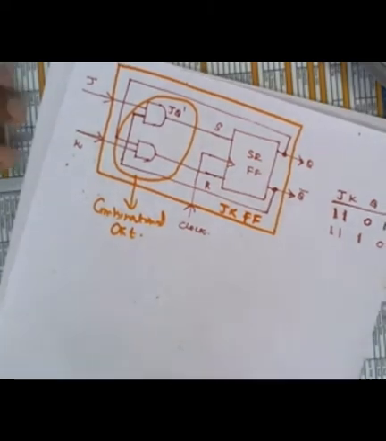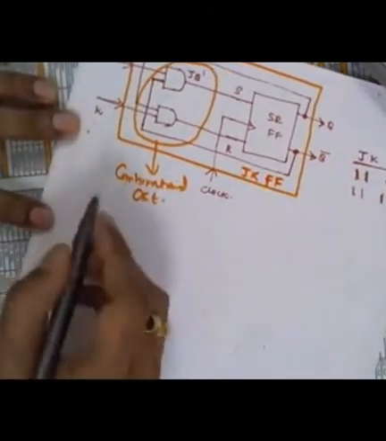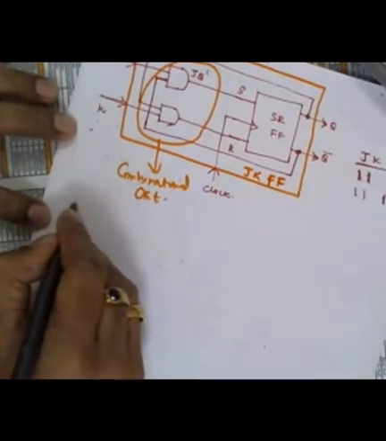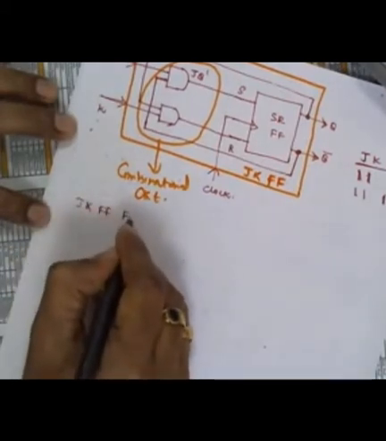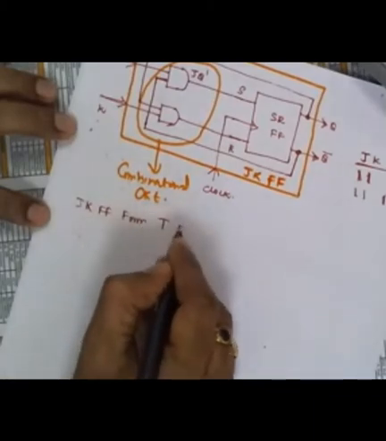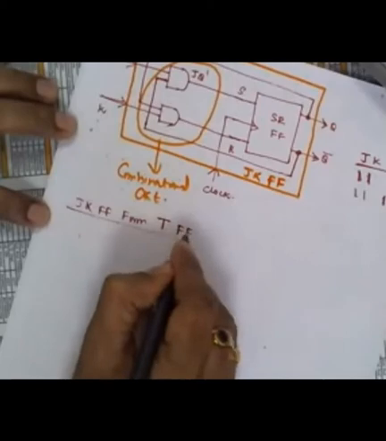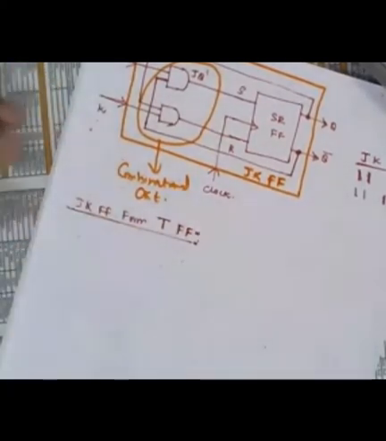Right. So next, for your practice, I'm giving you an exercise: you generate a JK flip-flop from a T flip-flop. You generate it and tell me the equation for this. You work it out now.